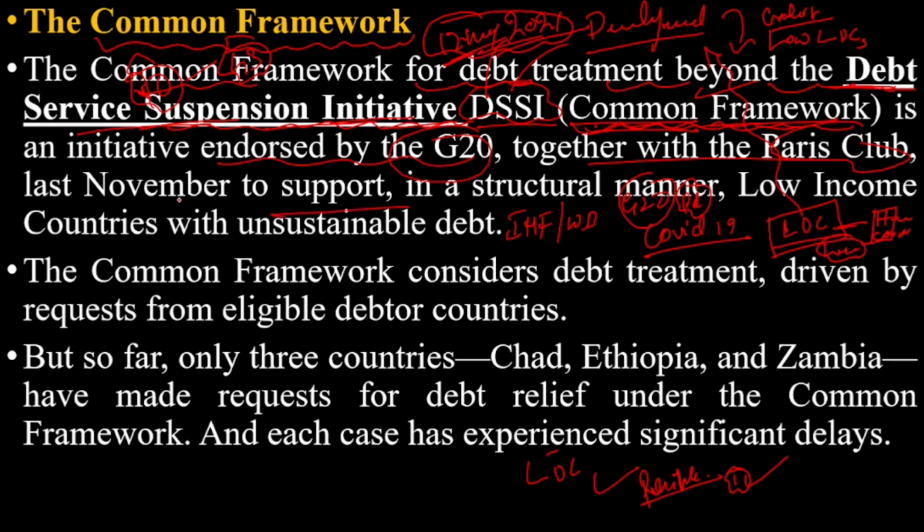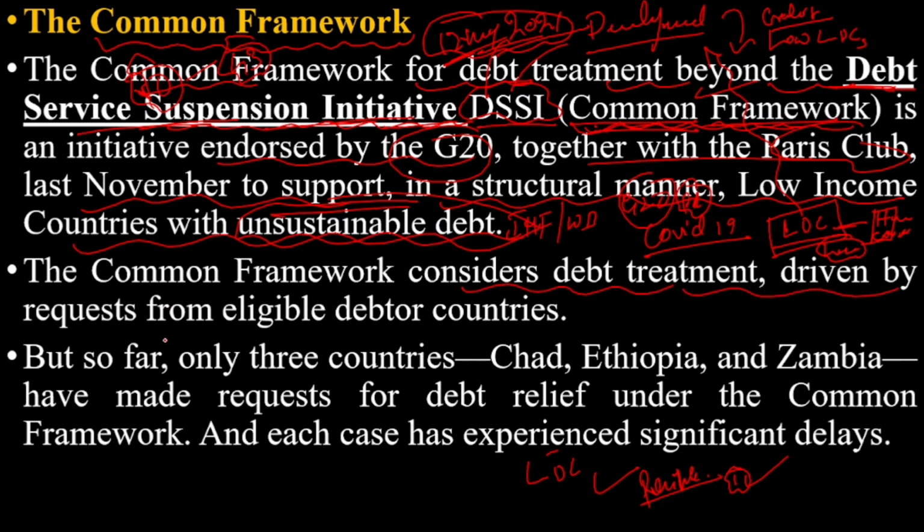Dates are given, from 1st November, to support in a structural manner low income countries with unsustainable debt, which means they are not able to pay because it is not sustainable debt. Getting the point? It is not generating many assets. The common framework considers debt treatment driven by requests from eligible debtor countries. The one who is actually eligible, because it is not given to every country. Eligibility must be there. The country should be very poor and not able to pay the loan, and the loan must be unsustainable debt. Getting the point? If these conditions are fulfilled, then the country will be recognized.